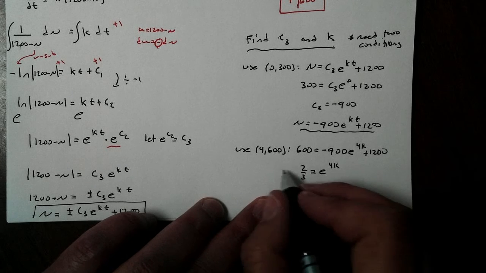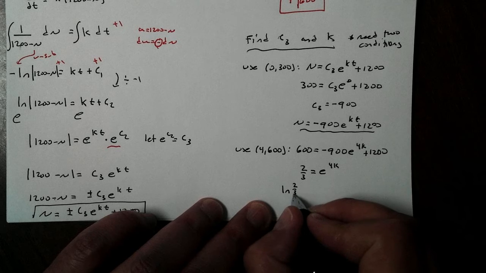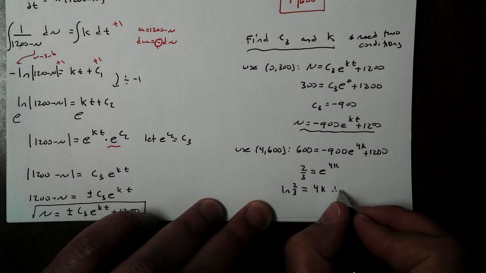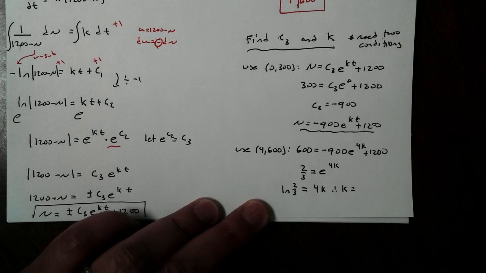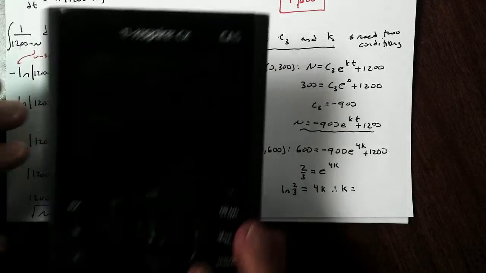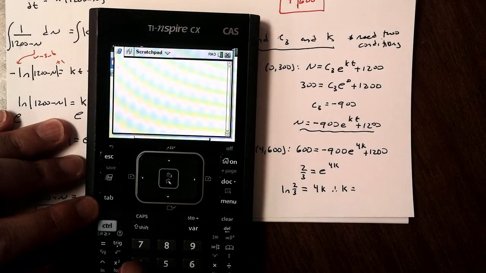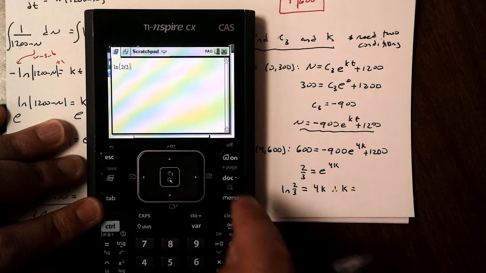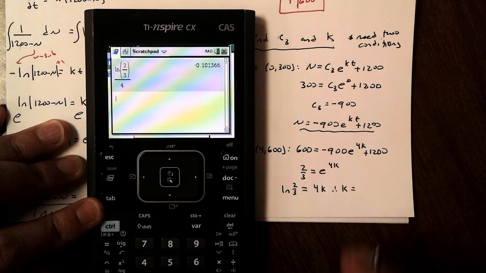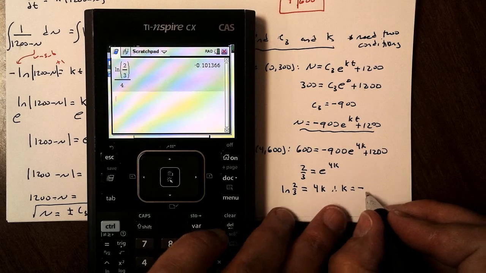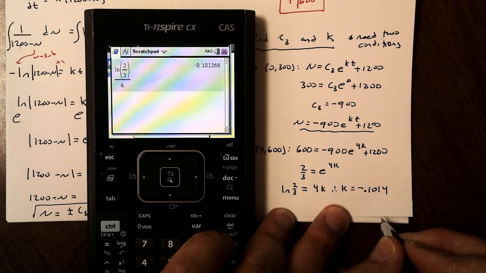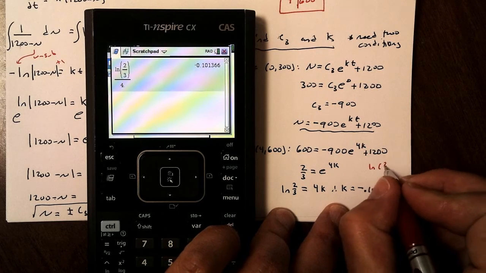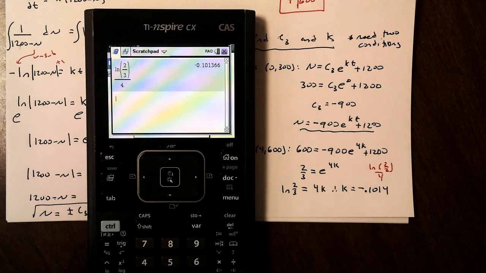Solving this one, we can take the natural log of both sides. Natural log of 2/3 equals, take the natural log of here, we just get 4k. Therefore, k, and now I've got to use a calculator. So k, I'm going to take the natural log of 2/3 and divide that by 4. I'm going to put a decimal there so I'll make it decimal. I get negative 0.1014. Now, if you want to be more accurate, you would write it this way. Natural log 2/3 over 4, and that's what you could use.